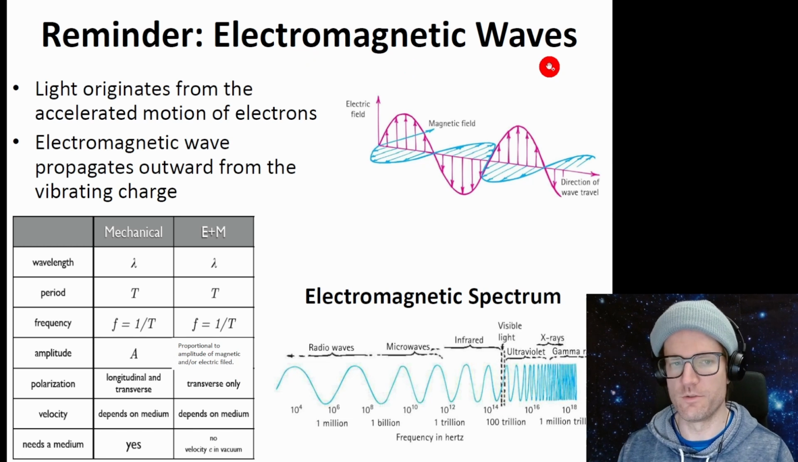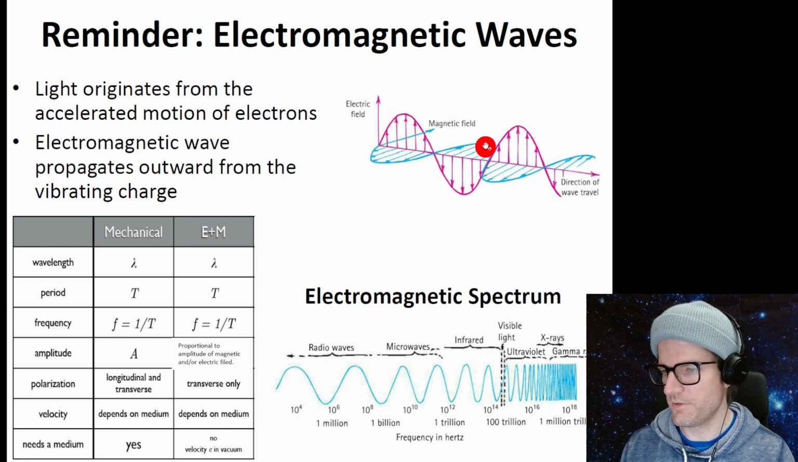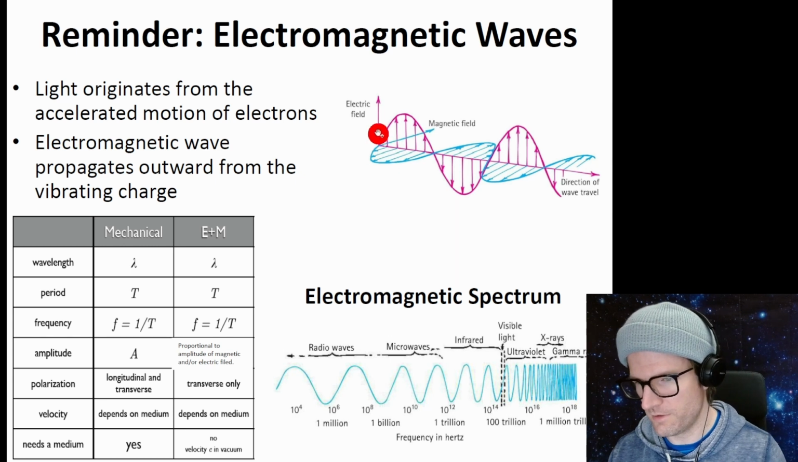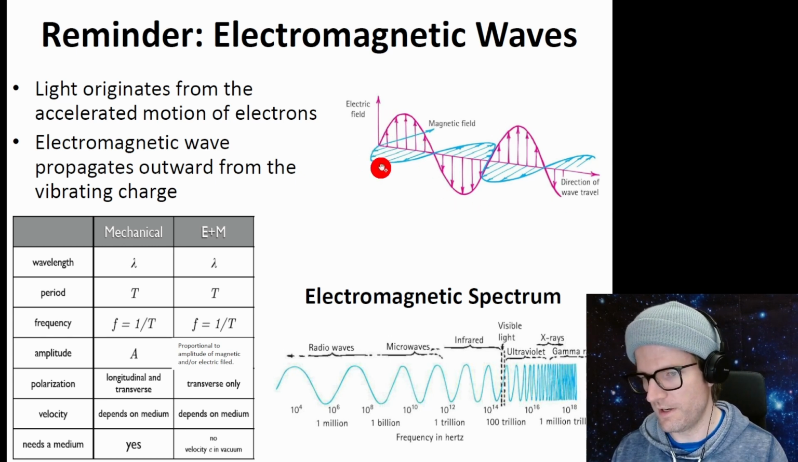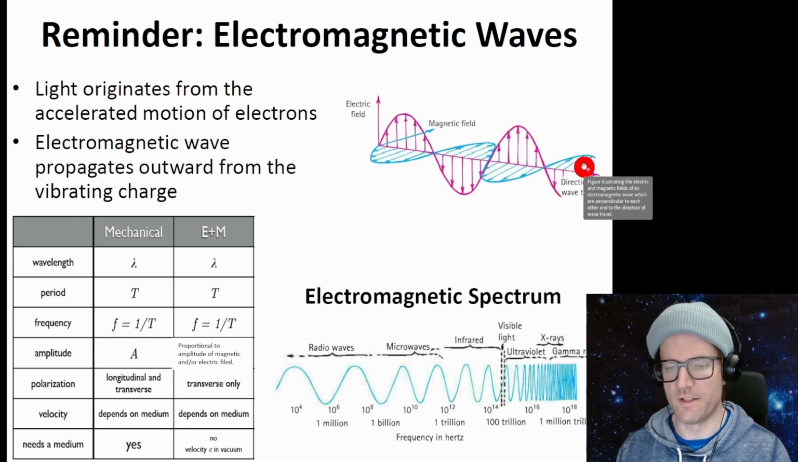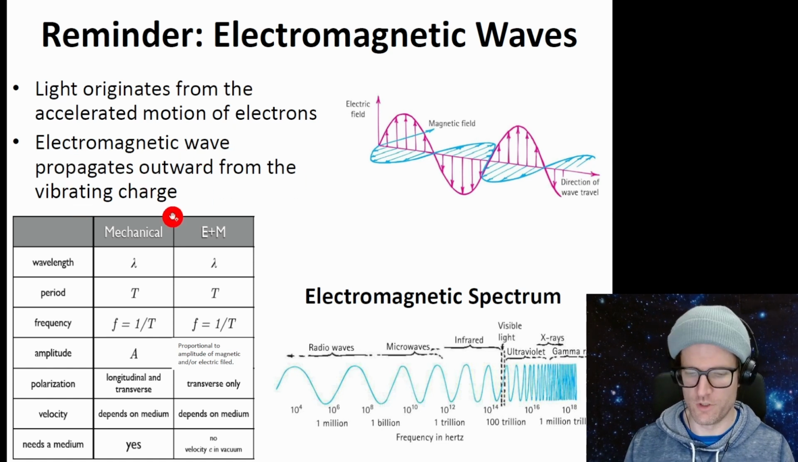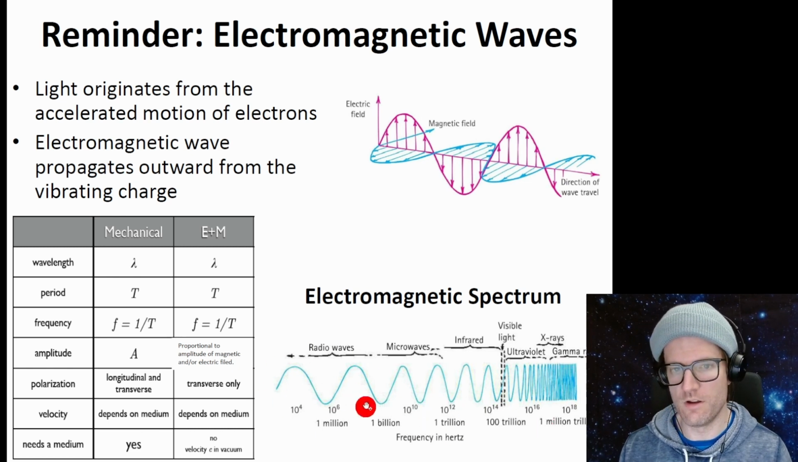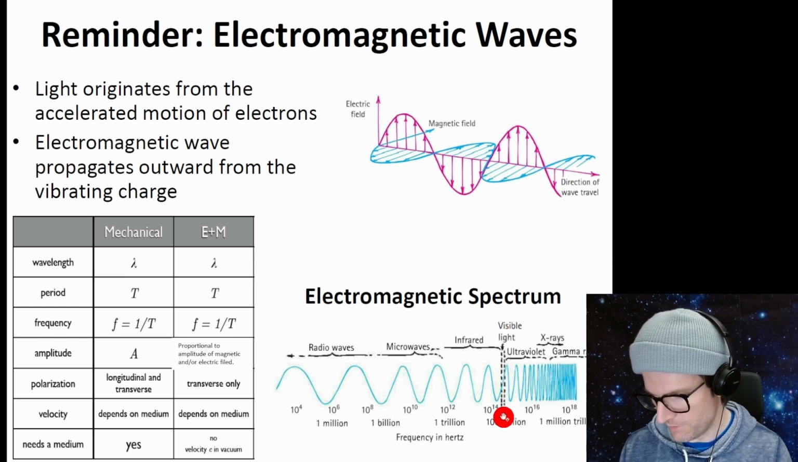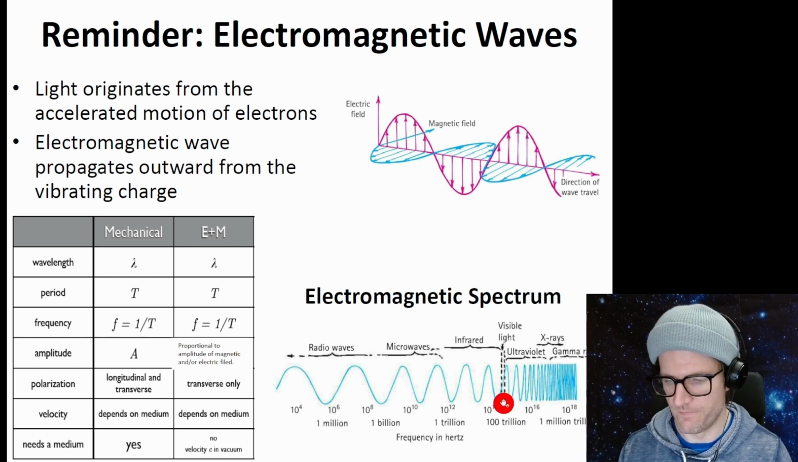Reminder, electromagnetic waves. We talked about these. It's an oscillating electric and magnetic field that self-induce each other, and they're at right angles to one another. I think in this picture, the magenta one is the electric field, and the cyan one is the magnetic field. So light originates from accelerated motions of electrons, and the electromagnetic wave propagates outward from the vibrating charge. And we have this spectrum that goes from long, low-energy radio waves all the way to short wavelength gamma rays and everything in between. Visible light is this small section of the spectrum where we see.